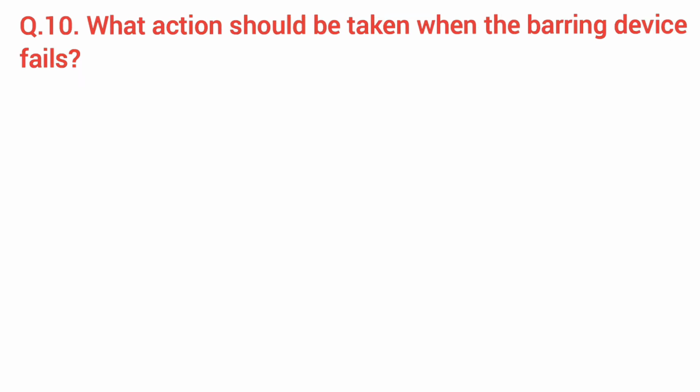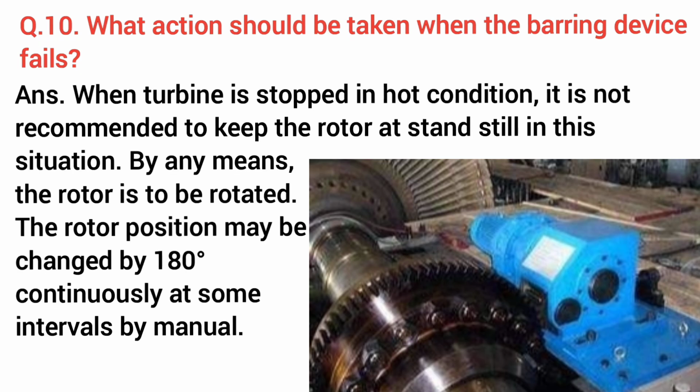What action should be taken when the barring device fails? When turbine is stopped in hot condition, it is not recommended to keep the rotor at standstill. By any means, the rotor is to be rotated. The rotor position may be changed by 180 degrees continuously at some intervals by manual.